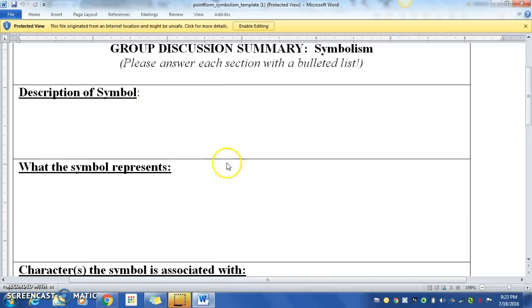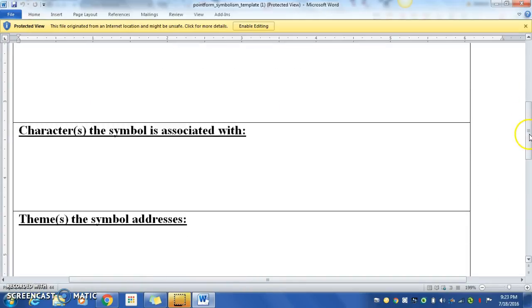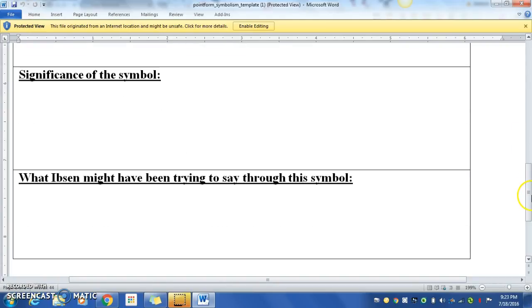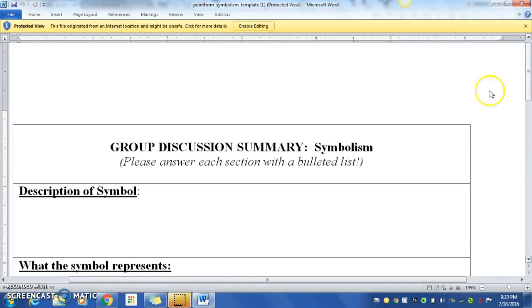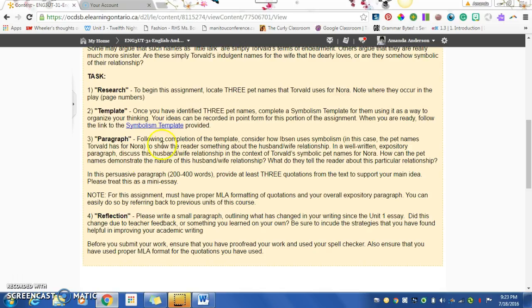So this is the symbol, this is what it represents, the characters associated, the themes, significance, and what Ibsen might be trying to say through the symbol. So you would be doing this for each symbol, and then you would write it into a paragraph. So when I say paragraph, I mean at least a paragraph. If it makes more sense for you to organize your ideas into multiple paragraphs, that's okay too.